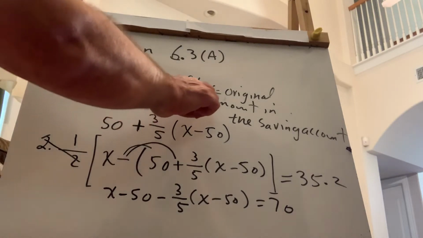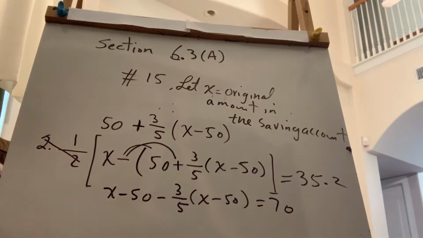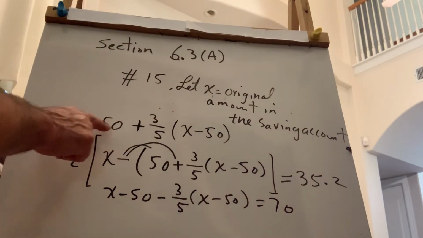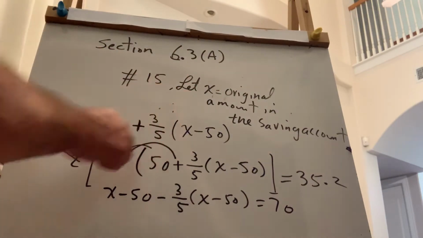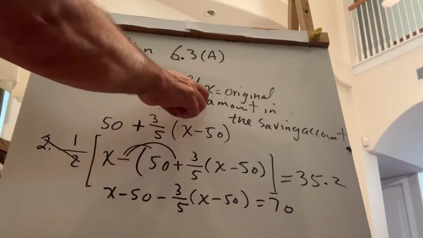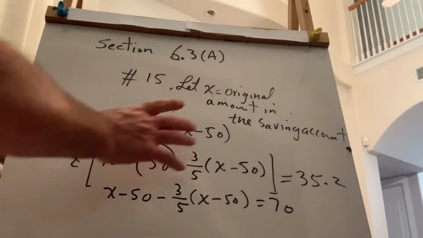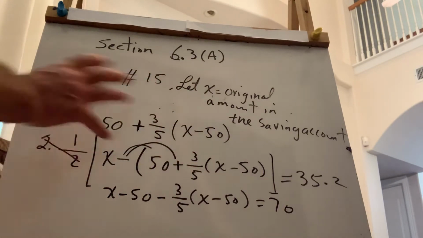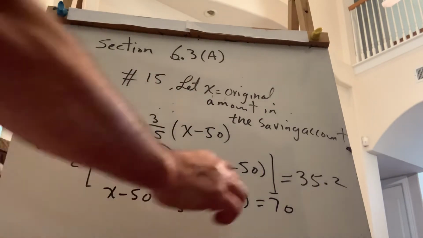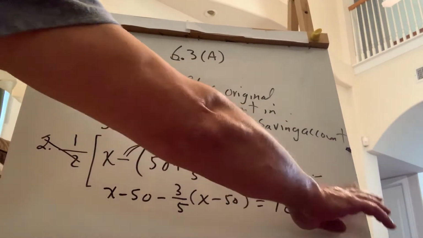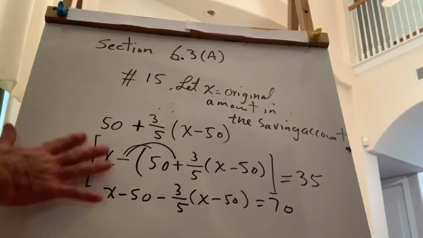So I went ahead and let X be the original amount in the saving account. Now, how much money did he spend? $50 plus 3/5 of what remains, which means, since X was the original amount, what remains after you spend $50 will be X minus 50. And that's how much he spent. But then he says half of that will be how much he's left with, the $35.